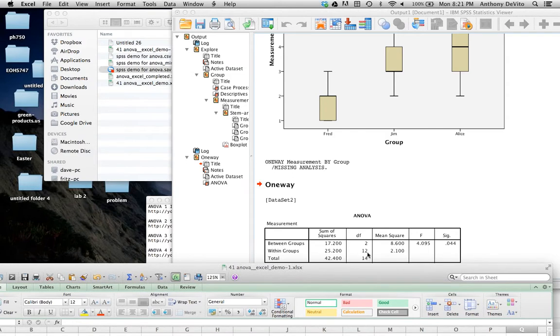What did we do to find the mean squares, the mean sum of squares? We divided the sum of squares by the degrees of freedom. 17.2 divided by 2 is 8.6. 25.2 divided by 12 degrees of freedom within the groups is equal to 2.1.